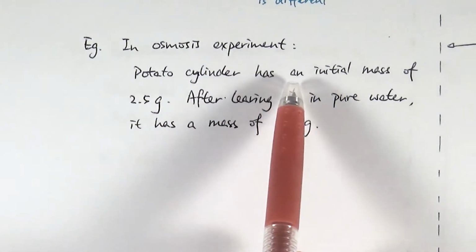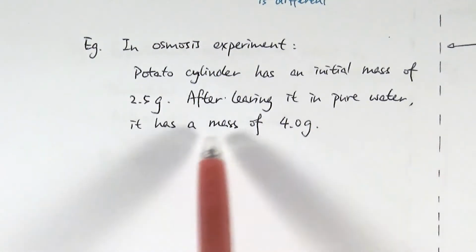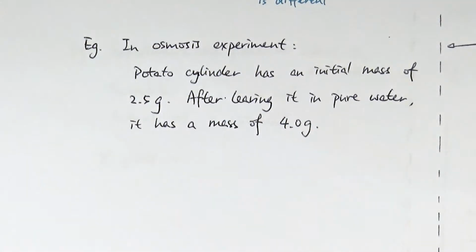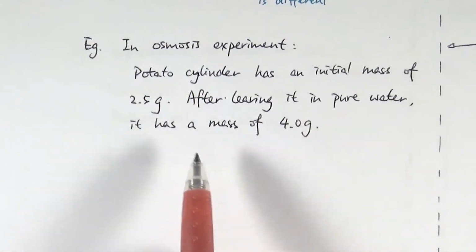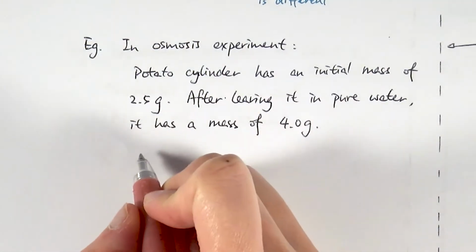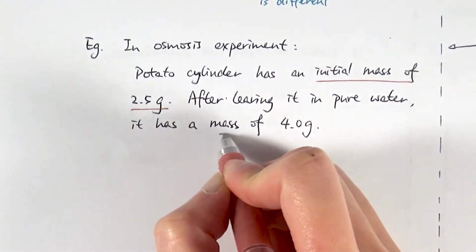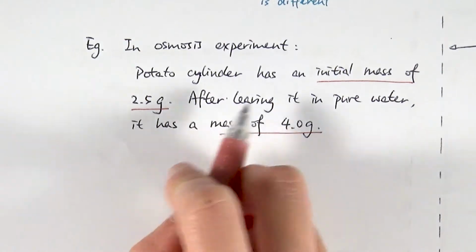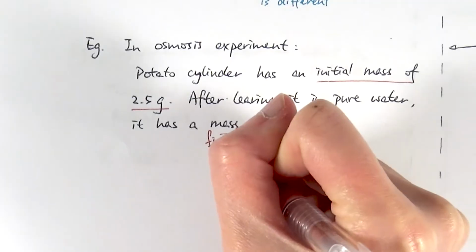And then let's say the potato cylinder has an initial mass of 2.5 grams. After leaving it in pure water, it has a mass of 4.0 grams. So now you have to find the percentage difference. Sometimes people find it tricky not just to remember the equation, but also to know what the numbers are referring to in an experiment or in a question. So I would recommend doing it this way: either highlighting the information in the question, or just writing it out yourself. In this case, I know the initial mass is 2.5 and the final mass is 4.0, so I'm just going to annotate that.